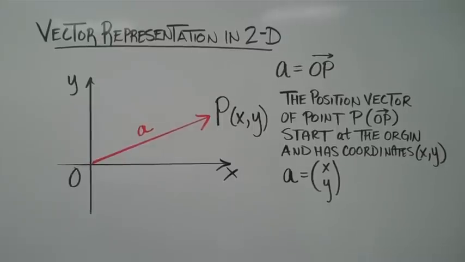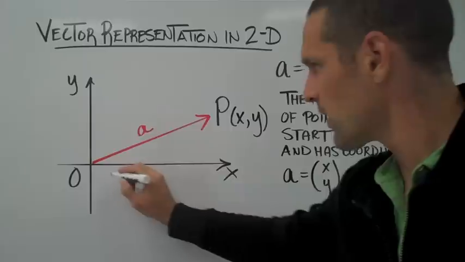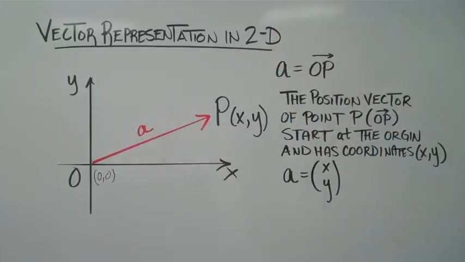Vector representation in 2 dimensions. Here is a drawing of a position vector. When I see the word position vector, I'm always thinking that the tail has to be at the origin here. This is the point 0, 0. That's where we start a position vector.